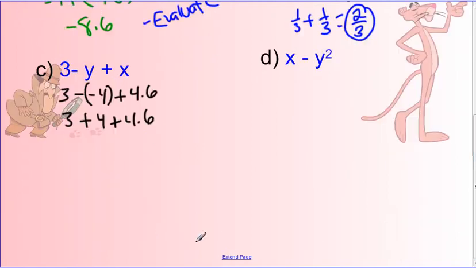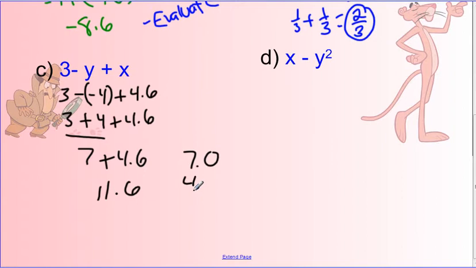Add them up. So 3 plus 4 is 7. 7 plus 4.6. Now, again, this is a 7.0. So 7.0 plus 4.6 is 11.6. If you don't believe me, there you go.